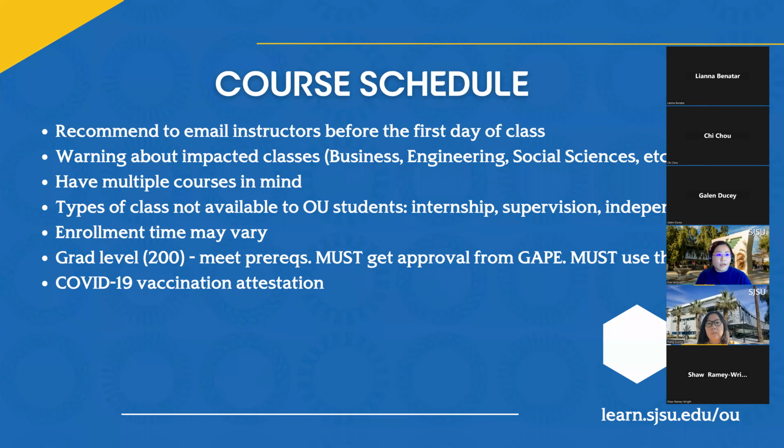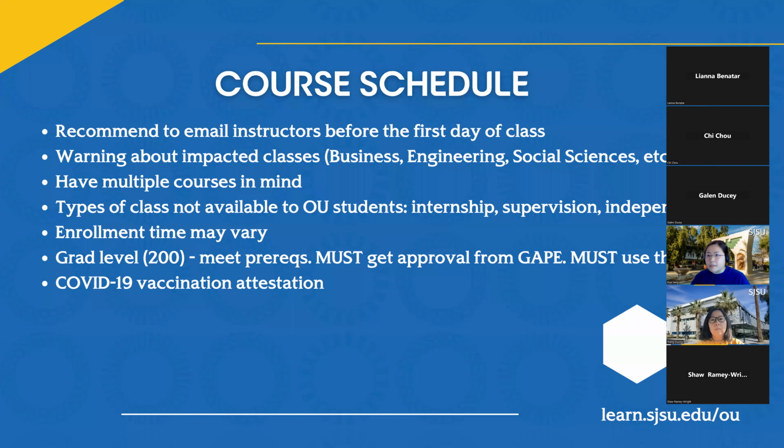Apologies on that. GAPE is the abbreviation for the Graduate Admission and Program Evaluation Office. They are the ones who approve enrollment into all 200 level courses. So if it's a 200 level course, they need to approve it first. And so again, these are graduate level courses. If you're not enrolling in a 200 level course, you won't need to worry about getting approval from this office.